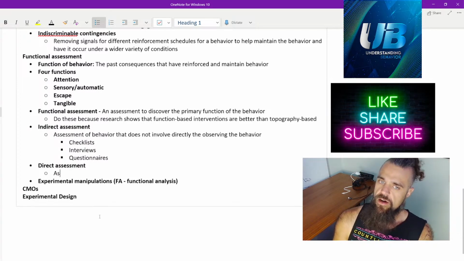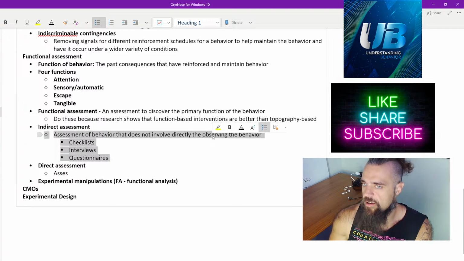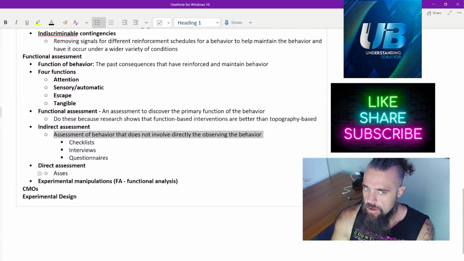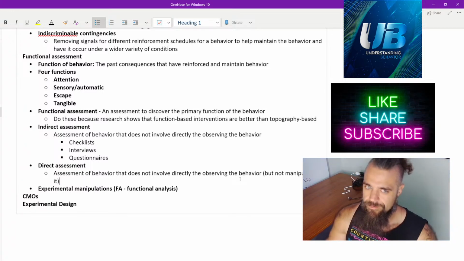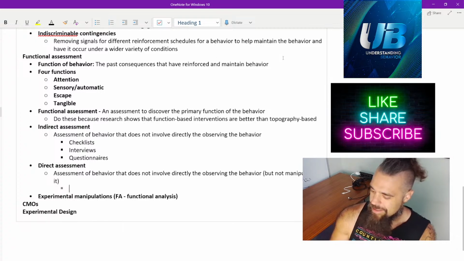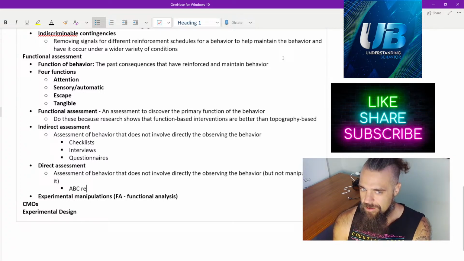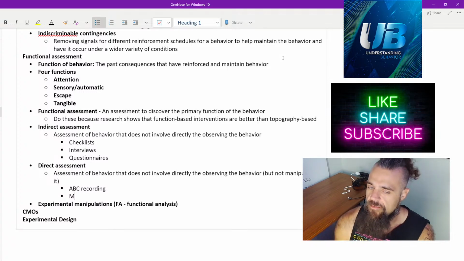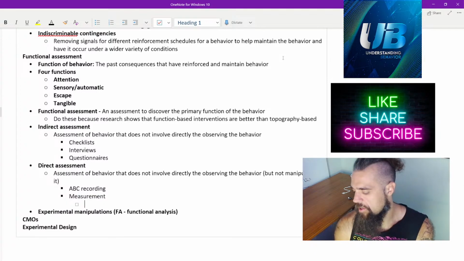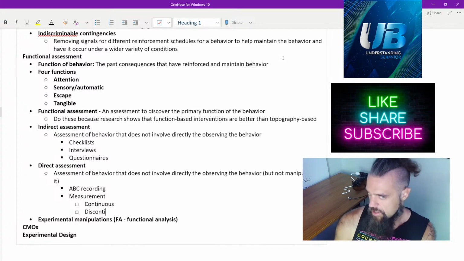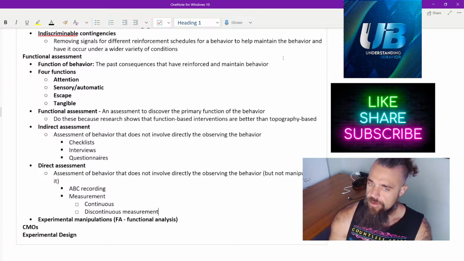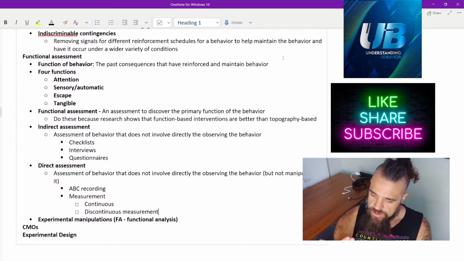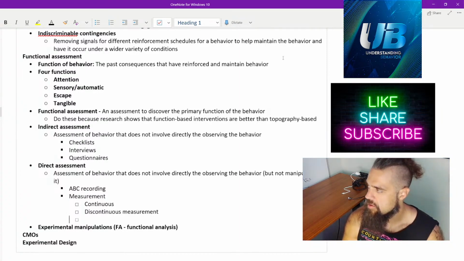Direct assessment, we can just take our definition from here, but we are directly observing the behavior, but not manipulating it. So what this involves is taking ABC recording. This might involve any kind of measurement procedure, so it could be any continuous measurement or discontinuous measurement. Those are really our most common forms of direct assessments, that we're taking some data, we're taking ABC data, and we're starting to make predictions about the function of the behavior.